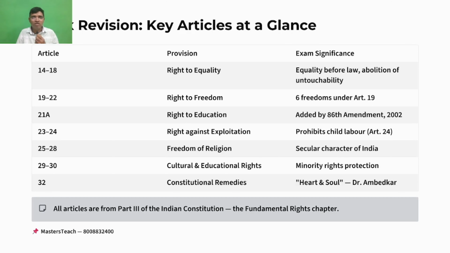It is the heart and soul, said Dr. B.R. Ambedkar. So all these articles are from Part 3 of the Indian Constitution. It is the fundamental chapter. You can take a screenshot and write the same in your notebook. That will be good enough.